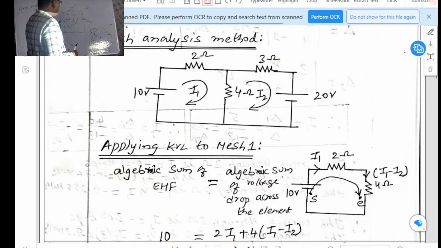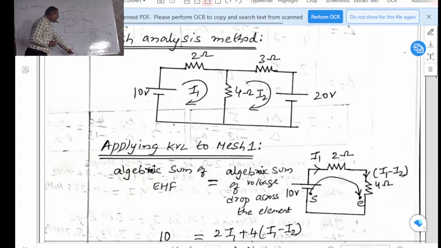What is the current in 2 ohms? I1. I1 is clear. What is the current in 4 ohms? I1 minus I2. Why minus? Both are clockwise, or both are anti-clockwise, so minus. If one is clockwise and the other is anti-clockwise, then you have to take plus. This we have to remember.